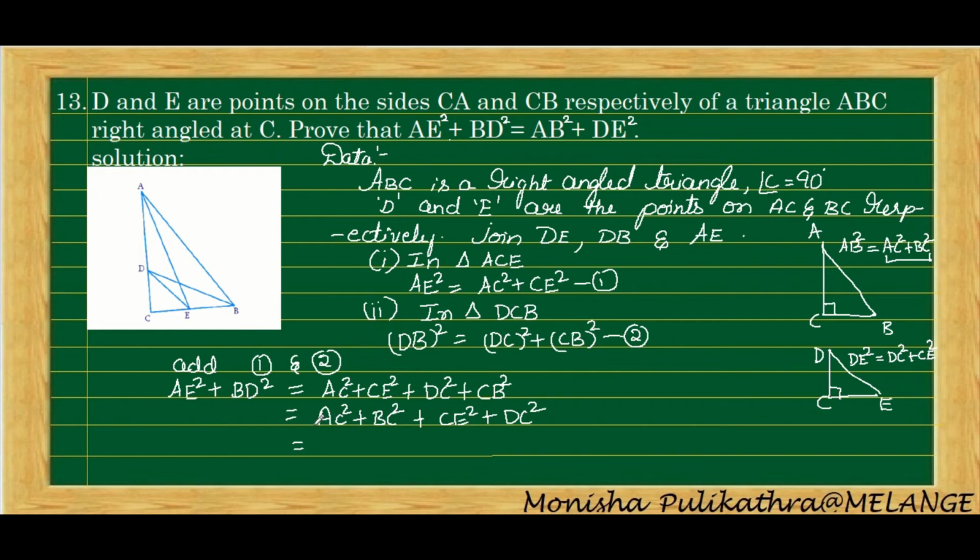So instead of AC square plus BC square, we can write AB square, plus, instead of these two, CE square plus DC square, we can write DE square. Therefore, we get AE square plus BD square is equal to AB square plus DE square. So what they have asked, that answer we have proved. That is AE square plus BD square is equal to AB square plus DE square. I hope you understood this.